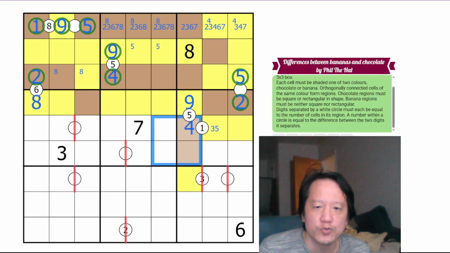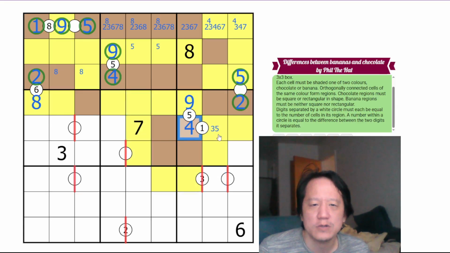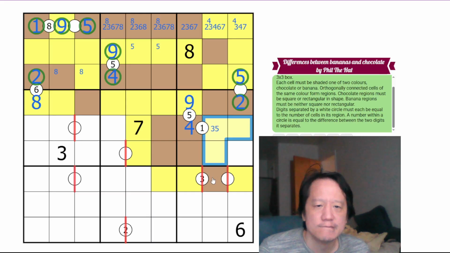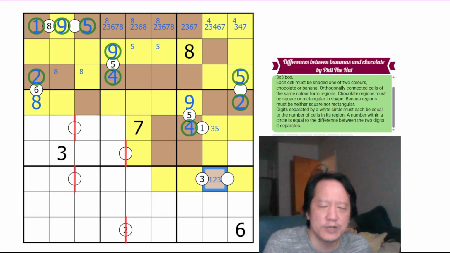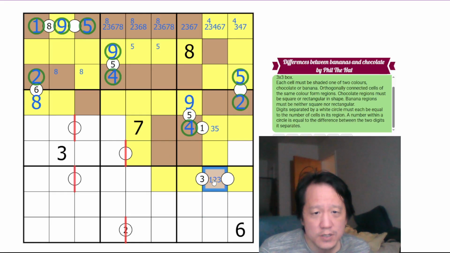This must be a square that way, which means the rest of the digits that share an edge must be yellow. Okay. This is yellow, which forces this to be brown, which forces that to be yellow. This could just be 3. This is either going to be 1, 2, or 3 as a rectangle. So this is done now. 4 is done. So this is 1, 2, or 3. We don't know which.